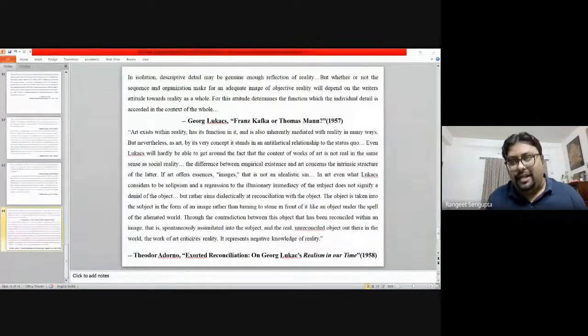Adorno, on the other hand, points out to the fact je Lukács er ei idea about approaching the whole, this obsession with the whole, is misplaced. Adorno's kache ei obsession for achieving a Hegelian synthesis is a dangerously totalizing process. Ebong tumra jano je actual perspective ta ki, it derives from Adorno's anti-fascist and anti-Stalinist critiques.